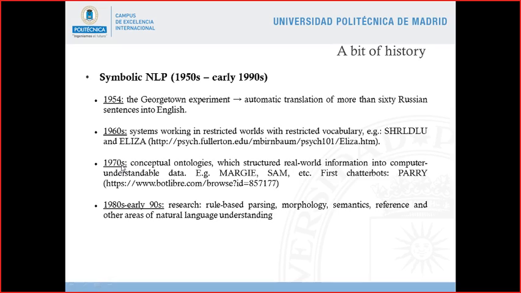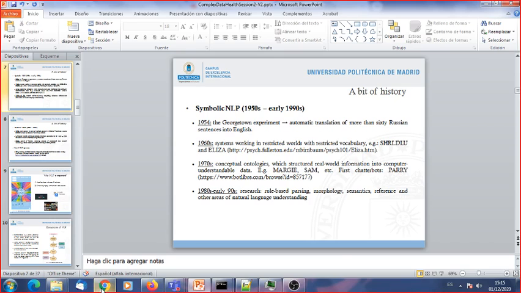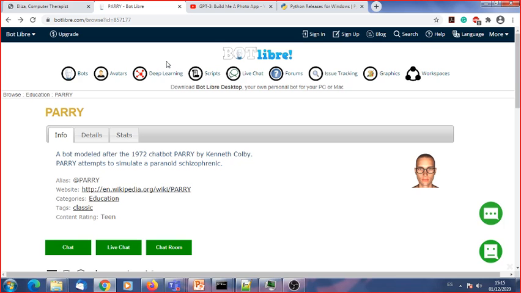So in the 70s, the development of conceptual ontologies started, which structure real-world information into computer-understandable data. The first ontologies were Margie, SAM, and others. Sorry, this is Parry. This is the first chatterbot, which tries to simulate a paranoid schizophrenic.